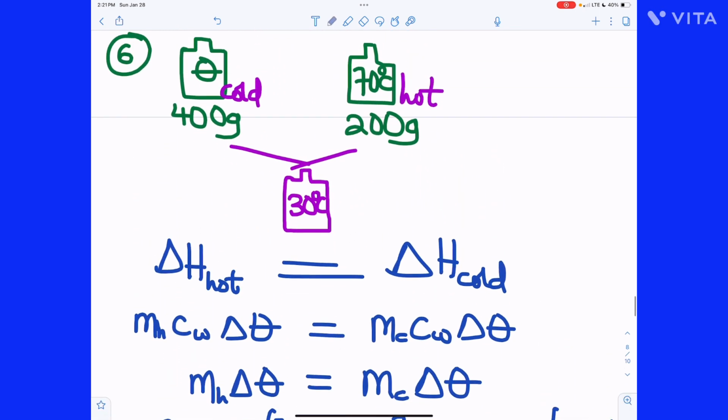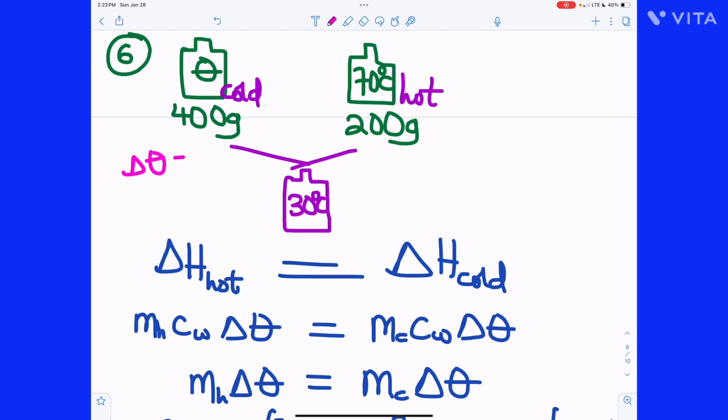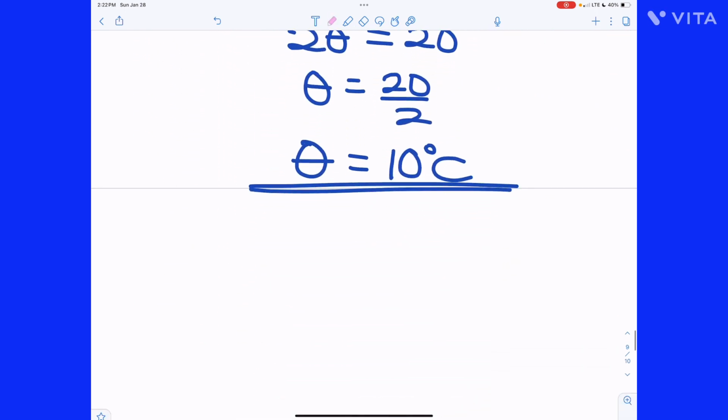I told you that we must always do our subtraction such that the temperature difference is positive. So this is the lower temperature, this is a higher one. Cold water was colder than 30 before. So change in temperature for cold water will be 30 minus theta, but for hot water, it will be 70 minus 30. So that was the mistake that we needed to correct, and that will be right too. So always maybe wait a second to listen first before writing, just in case.